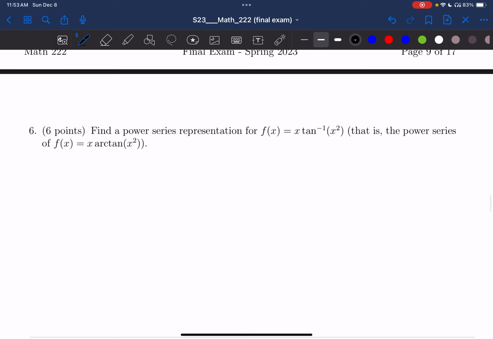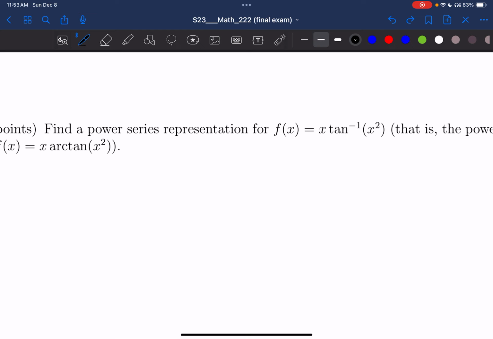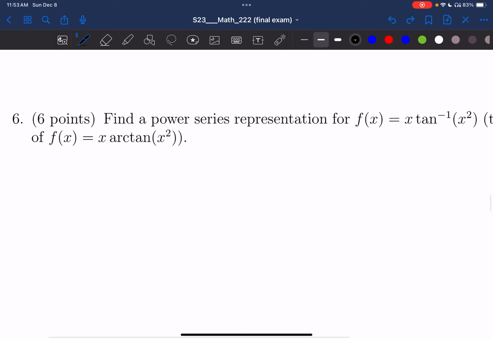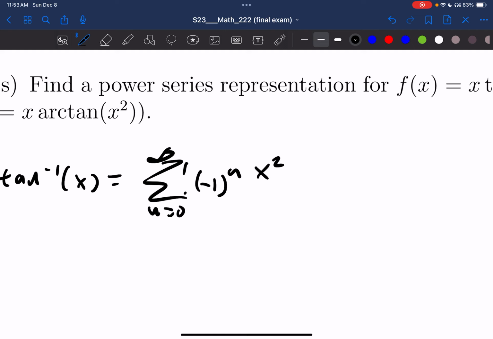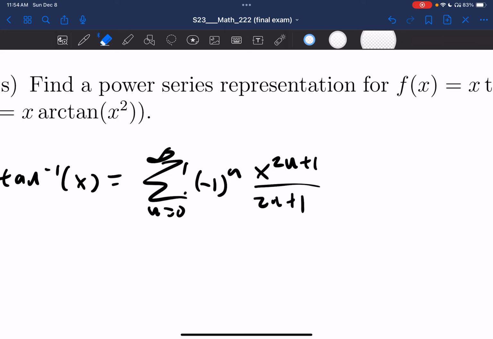Find a power series representation for this. Okay, so from our formula sheet, if you don't have it memorized, you can just look at the formula sheet, but basically, inverse tan of x will be equal to the summation n equals 0, negative 1 to the n power times x to the 2n plus 1, I think, over 2n minus 1. No, it's 2n plus 1. Yeah, that should be right.